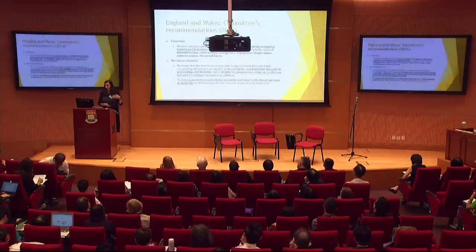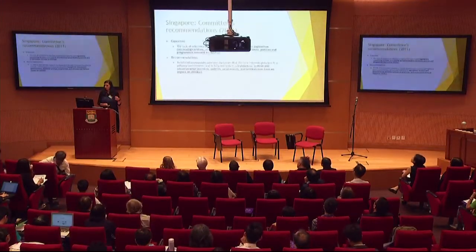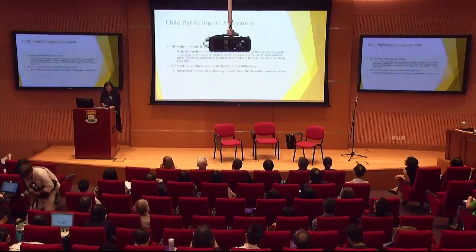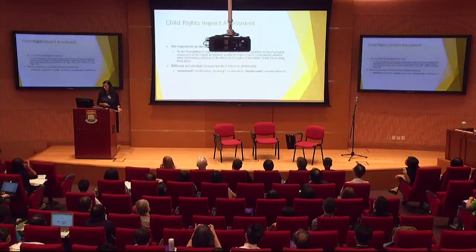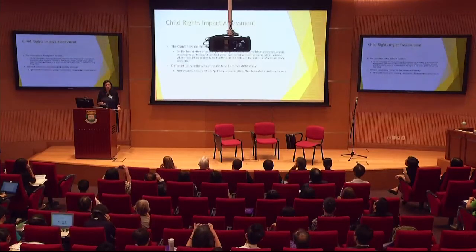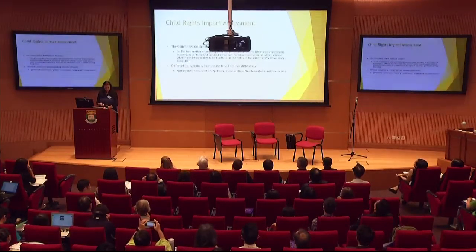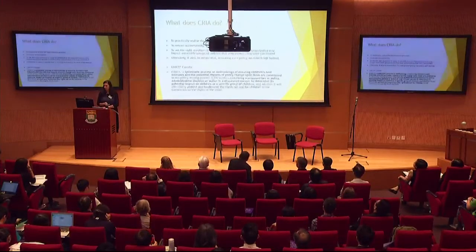So I'm now going to move to the Child Rights Impact Assessment Framework. The Committee on the Rights of the Child has required that this principle be at the heart of our decisions. There are some variations in jurisdictions regarding whether the principle should be paramount, primary, or fundamental consideration, and that matters too, but we don't have time to go into that today.